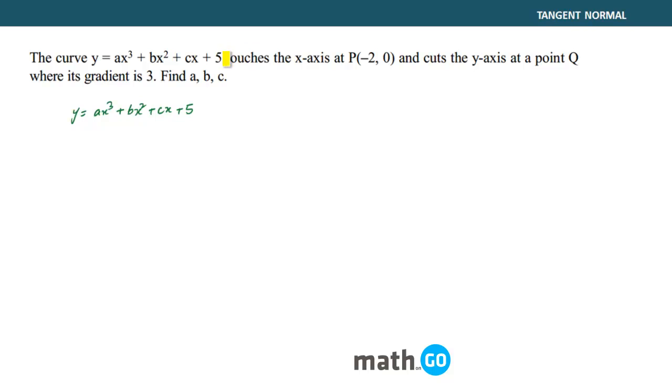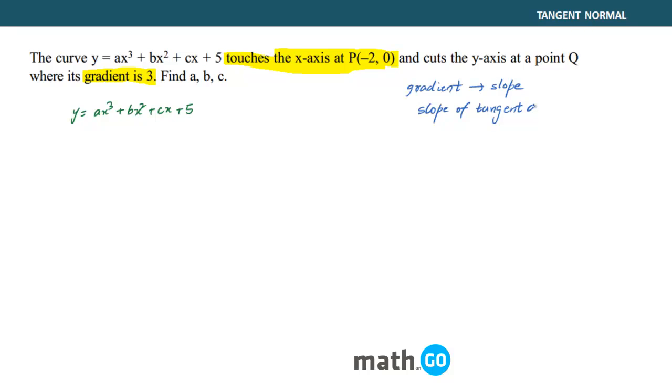It is given that it is touching the x-axis at this point and it cuts the y-axis at a point Q where the gradient is 3. So what do you understand by gradient? I hope you understand what is meant by gradient. If not, then gradient means slope, right? The meaning of gradient is nothing but slope. So that means the slope of the tangent, because the slope cannot be of a curve, right? Slope is always of a tangent.